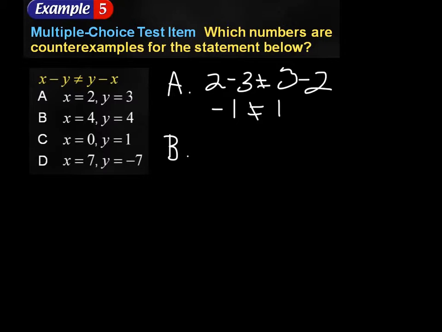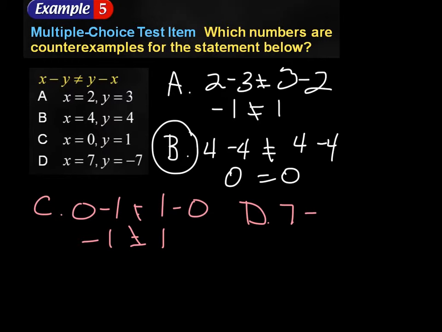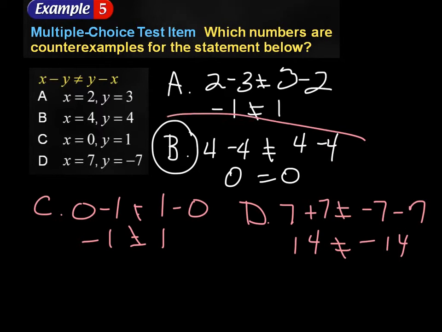Keep going, let's try B. So we're going to do 4 minus 4 does not equal 4 minus 4. Aha! 4 minus 4, in fact, does equal 4 minus 4, so B would be a counterexample. And we could keep going with C and D. For C, we'd have 0 minus 1 equals 1 minus 0, -1 does not equal 1, so that is not a counterexample. And D, 7 minus -7, which is +7, does not equal -7 minus 7, and of course 14 does not equal -14. So the counterexample was the one where they did equal, because we wanted it to be not equal.